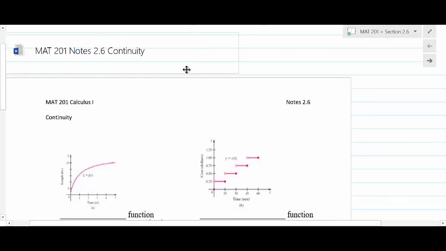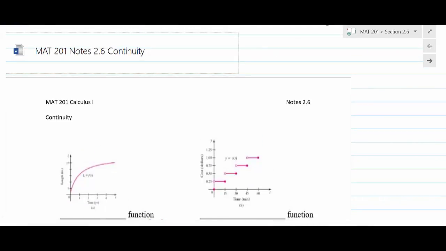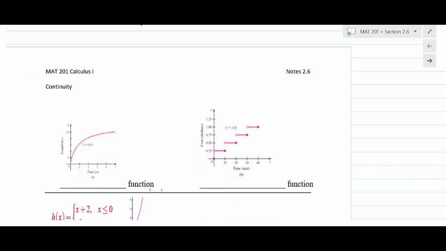Okay, so what we will begin to do is just look at some functions of different types and talk a little bit about what we mean by continuity. And the basic idea is as we look at the graphs, we're looking at whether there's any breaks in it. So the very first graph we have here does not have any breaks in it.